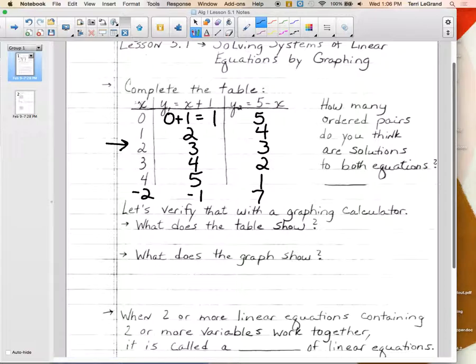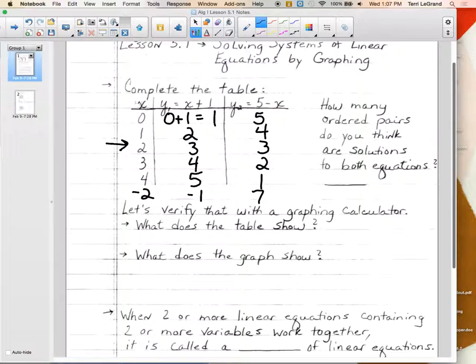I remember there was this pattern going on. In the first one, as the x's got larger by 1, the y's went up by 1. Well, if we go the opposite direction, as x goes down by 1, what do the y's do? Go down by 1. And over in this one, as the x's were going up by 1, the y's were going down by 1.